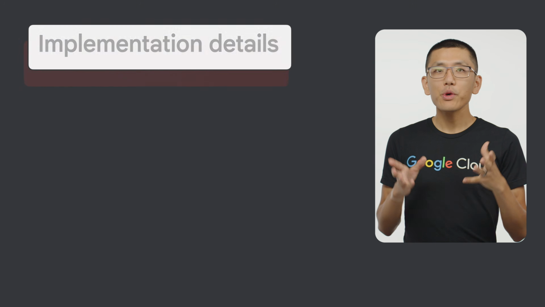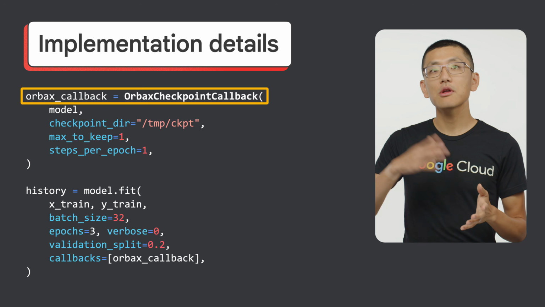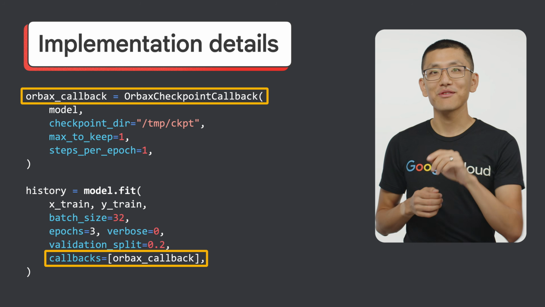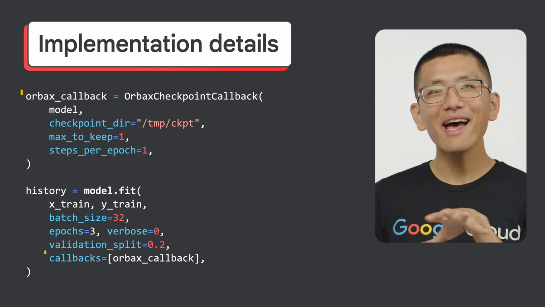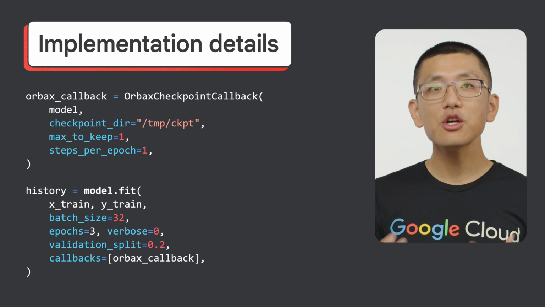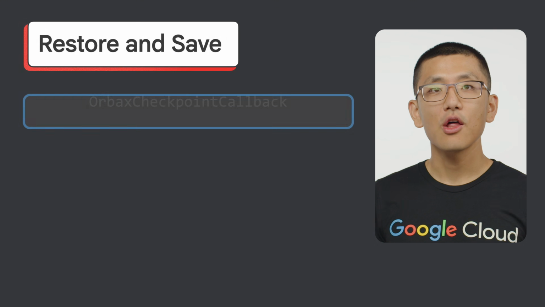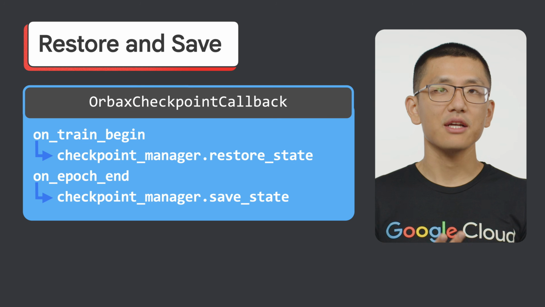Using Orbax checkpointing is straightforward once these utilities are prepared. And yes, you can basically copy-paste these into your code base. Now we can go ahead and pass the Orbax checkpoint callback instance to the callbacks argument within the Model.fit method. If you want to have more than just the most recent checkpoint saved, you can increase the max to keep argument. During training, the callback performs two actions.